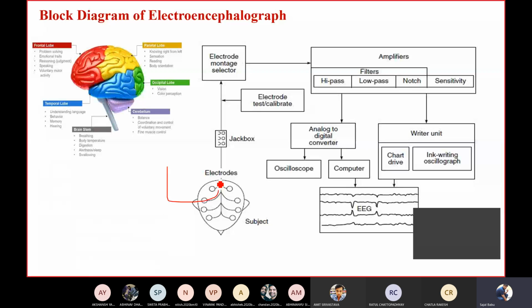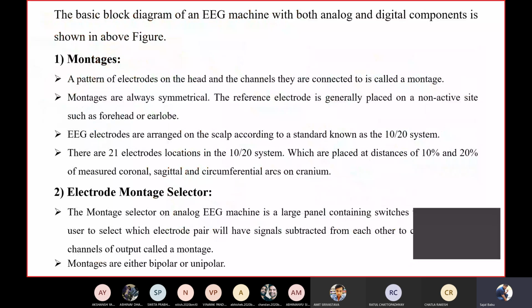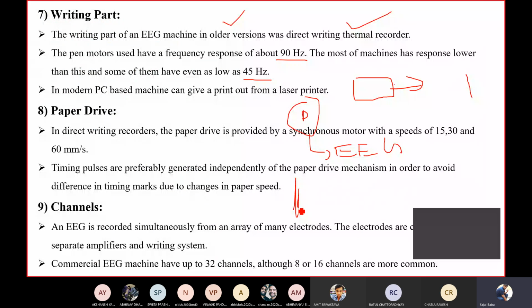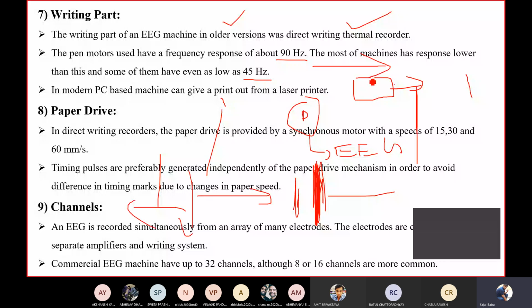Okay, and then coming on to the paper drive. Remember one thing: the pen will only move in the vertical direction, upward and downward. It is not going to move to the right side or left side. The movement of the curve to the right or left happens because of the paper. So your pen will move up and down, and your paper will move in this direction.